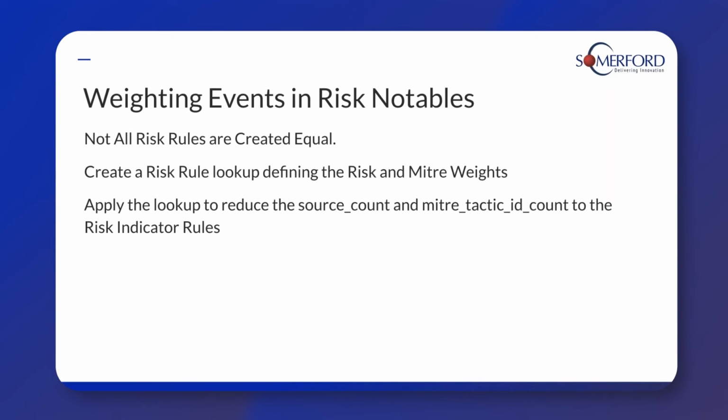And within that lookup, we've got the risk rule. And for each of those risk rules, we have a source weight and a MITRE weight, right? So we can make sure that we're assigning the right weight to each of those. We can apply that lookup to reduce the source count and MITRE tactic ID count to the risk indicator rules. So what does that really look like?